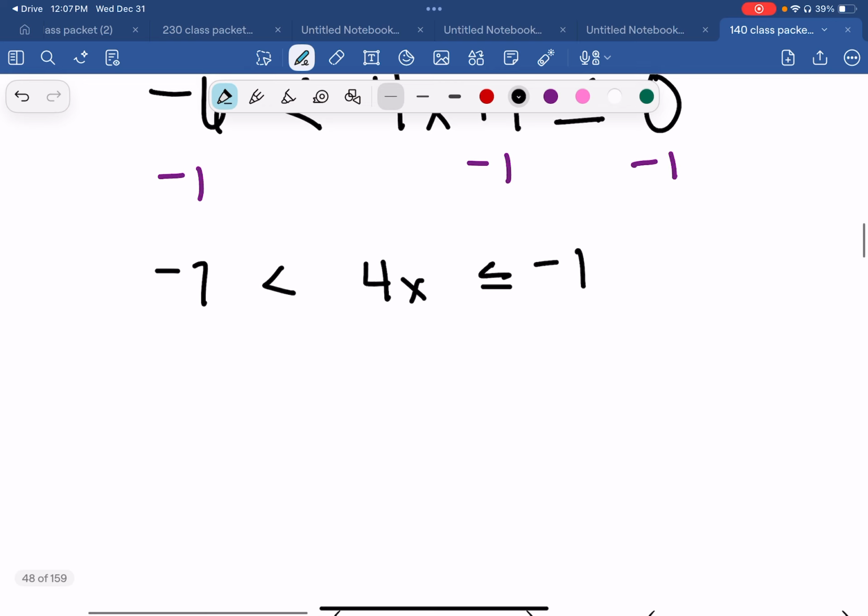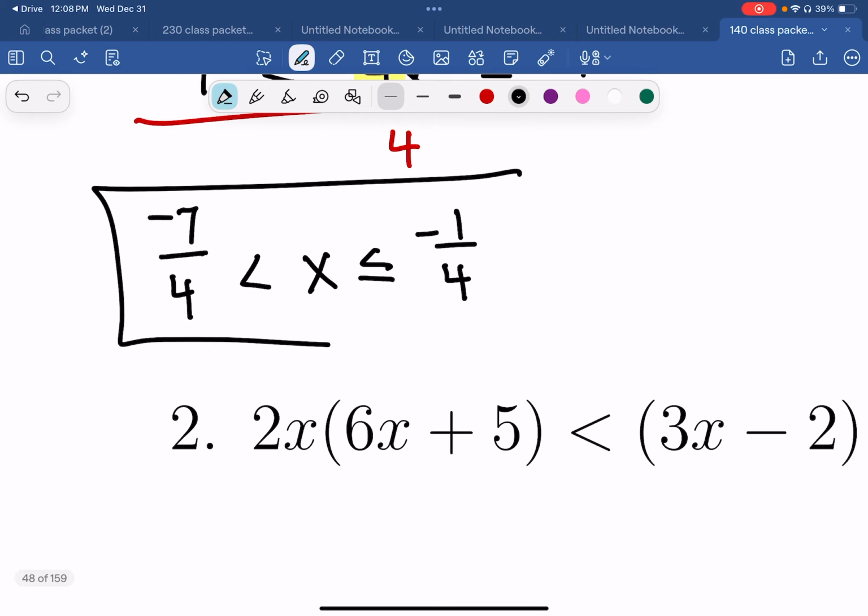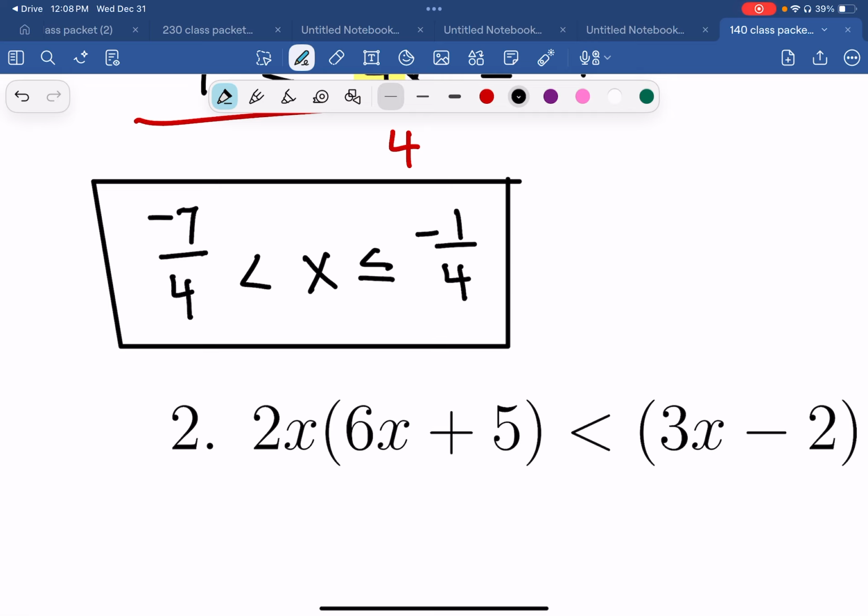From here, now the only thing stopping me from having my x by itself is this 4 out front. So we're going to go ahead and divide everything by 4. Actually, let's do it this way. Divide everybody by 4. And that means I'm taking each piece and dividing it by 4. So that's negative 7 over 4, less than, the 4's cancel in the middle, and I get x, less than or equal to negative 1 over 4. And that's my final answer because I've got my x by itself in the middle.